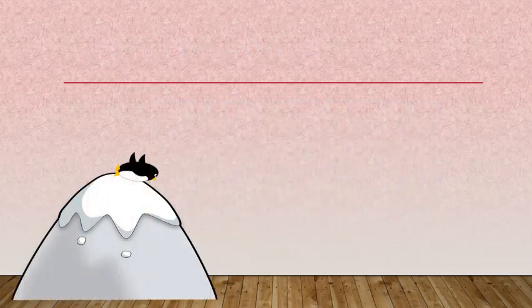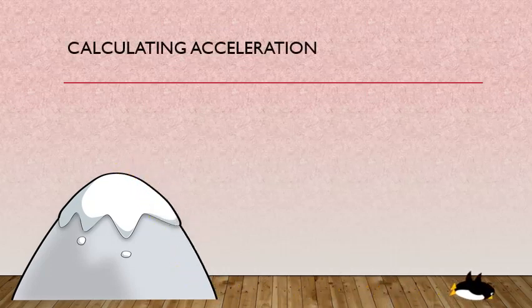So the acceleration formula is v minus u by t. Let us do a small calculation. Suppose a penguin is on the icebergs. It is at rest initially, and it slides down and reaches a speed after some time. Let us do one question.